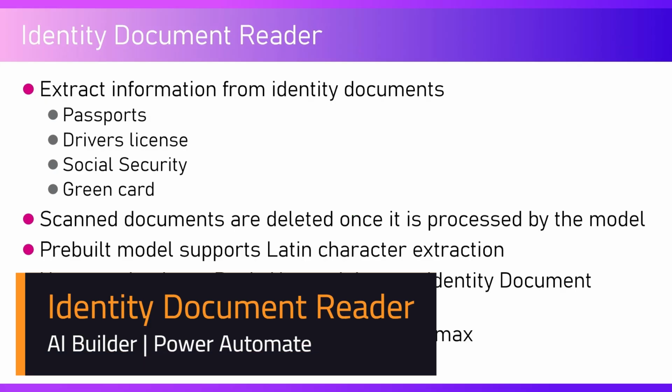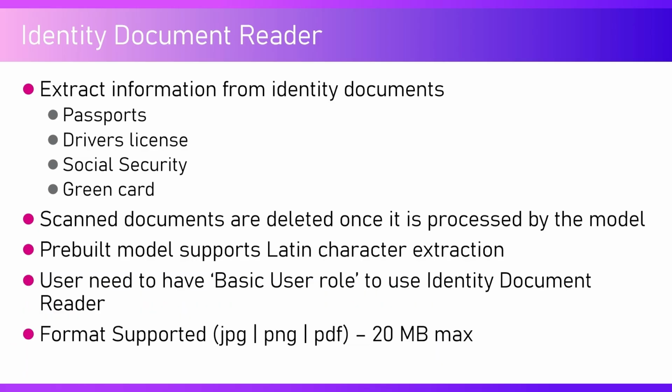In this video, I'll be exploring identity document reader control within AI Builder actions in Microsoft Power Automate. So, identity document reader is basically an action within Power Automate AI Builder which allows you to extract information from identity documents. Now, the identity documents can be a passport, a driver's license, social security, a green card, a Medicare card, any form of identification document.